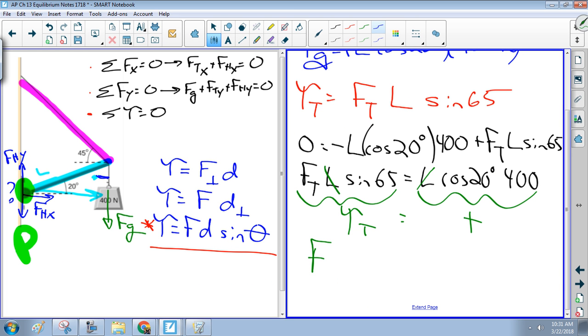Okay, so find that tension force and you end up getting 414.73 newtons. All right, everybody good? So now we can take that force of tension and split it up into a horizontal and a vertical component, and now use net force X equals 0 and net force Y equals 0. Follow?